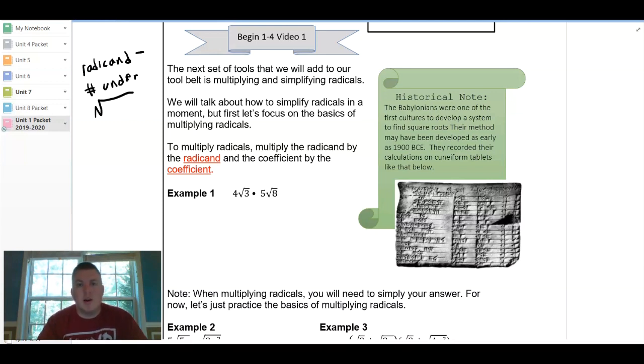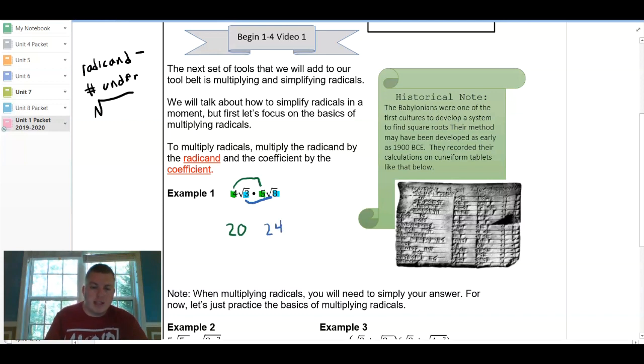And then you know what coefficients are. They're the numbers that are attached to a term. And we're going to multiply those together. So looking at these, we're going to multiply the two coefficients together, which is 4 and 5. And we're going to multiply the two radicands together, 3 and 8. So I'm going to do 4 times 5, which is going to give me 20. And then I am going to do 3 times 8, which is 24.